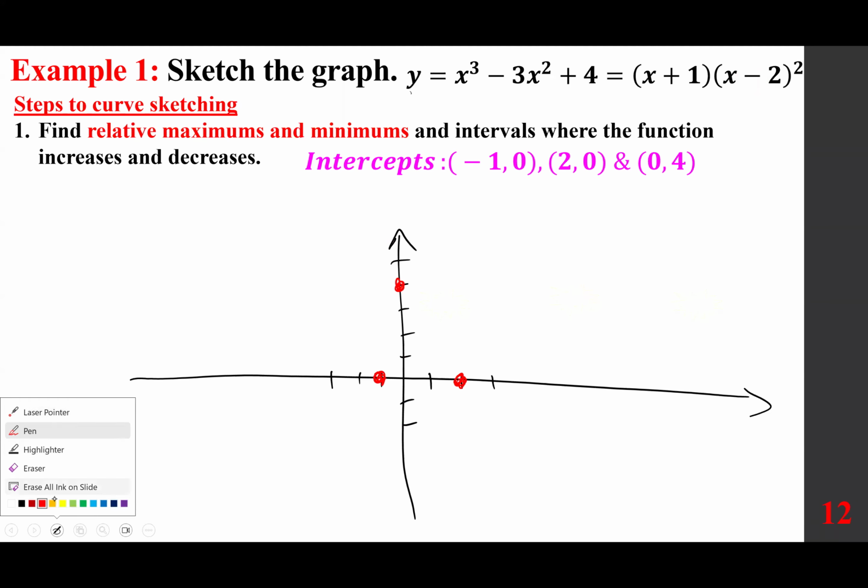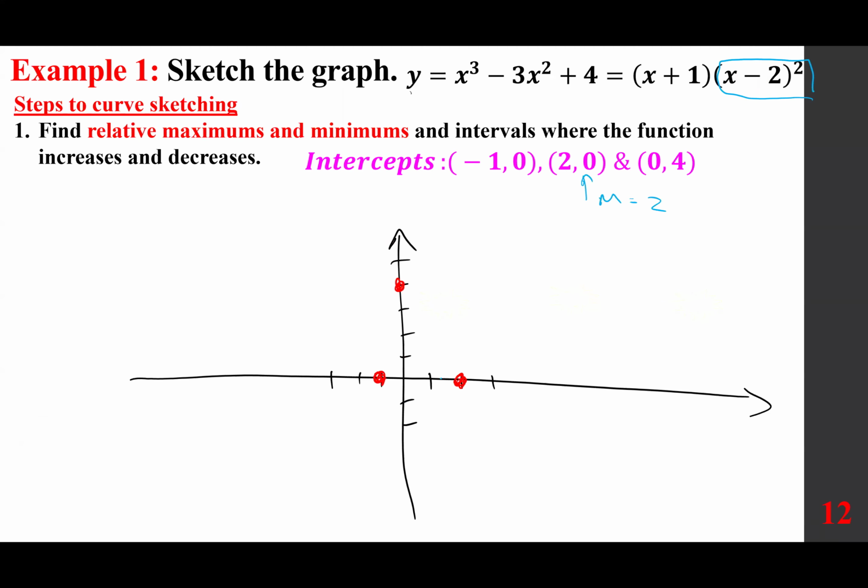What else do we know? Well, this has multiplicity 2. That means it can't cross. Also, this gives me the end behavior, the first and the third quadrant. So if I put all of them together, the graph looks something like this. And if need be, you can pick up more points.